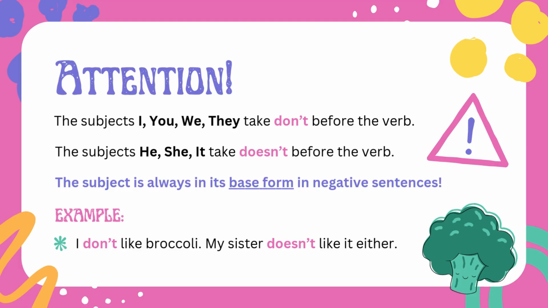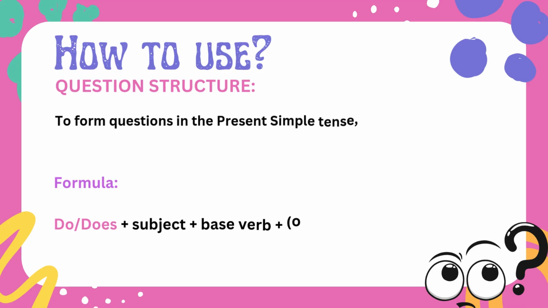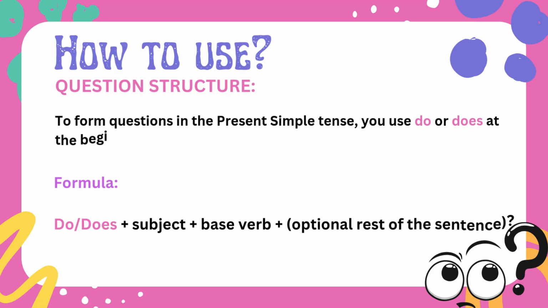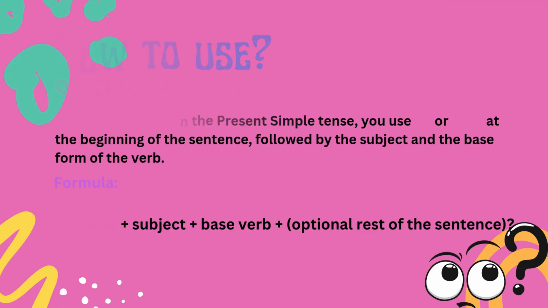The verb is always in the base form in the negative sentence. For example, I don't like broccoli. My sister doesn't like it either. Now let's look at the question structure. To form the question in the present simple tense, you use do or does at the beginning of the sentence, followed by the subject and the base form of the verb.